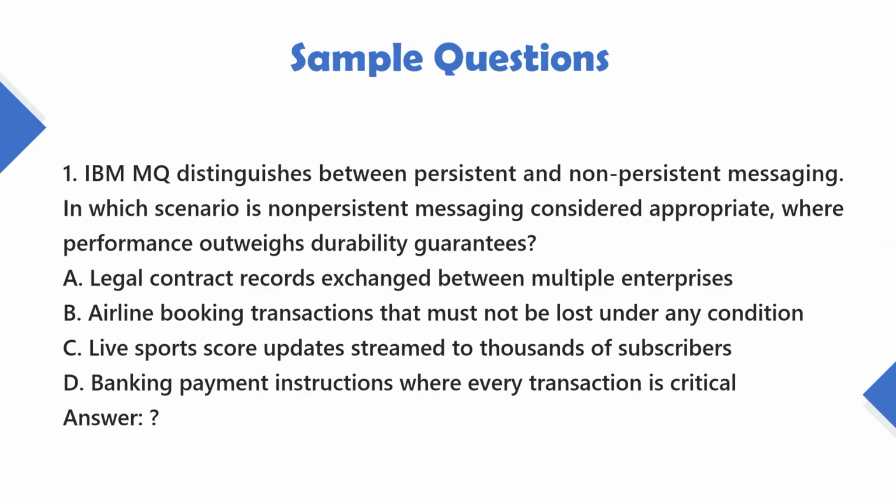1. IBM MQ distinguishes between persistent and non-persistent messaging. In which scenario is non-persistent messaging considered appropriate, where performance outweighs durability guarantees? A. Legal contract records exchanged between multiple enterprises. B. Airline booking transactions that must not be lost under any condition. C. Live sports score updates streamed to thousands of subscribers. D. Banking payment instructions where every transaction is critical. Answer: C.